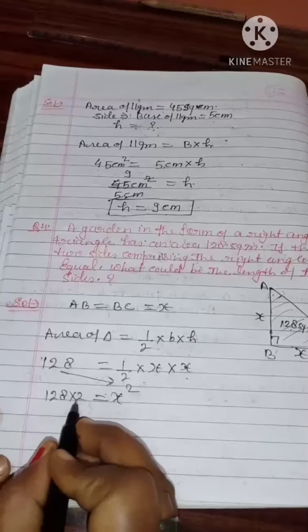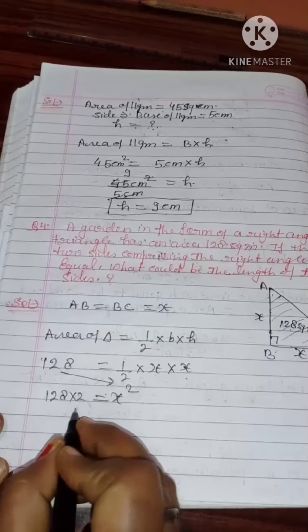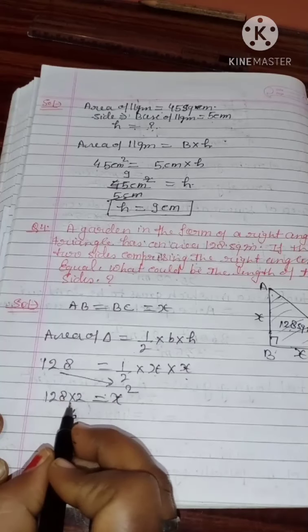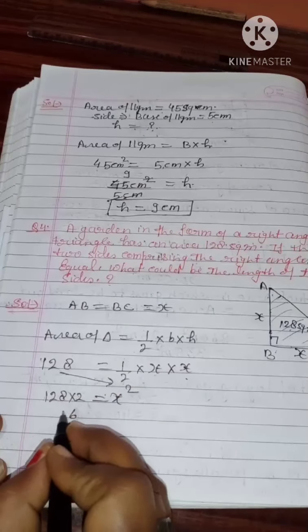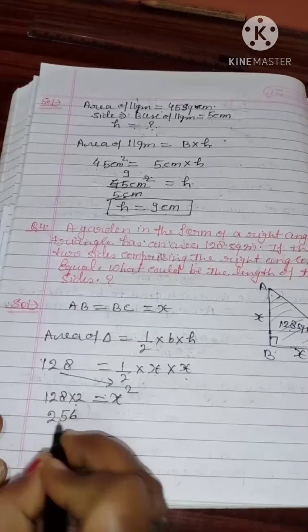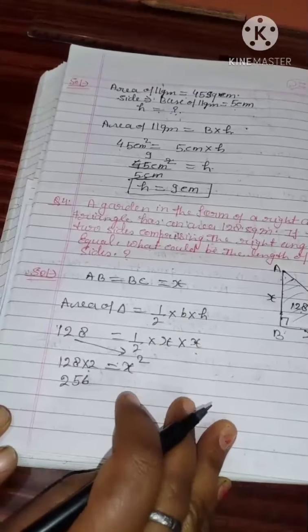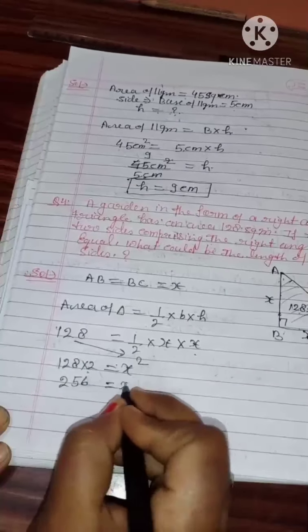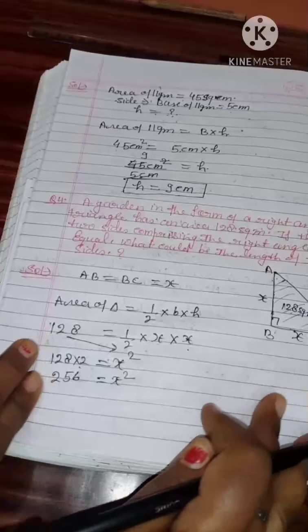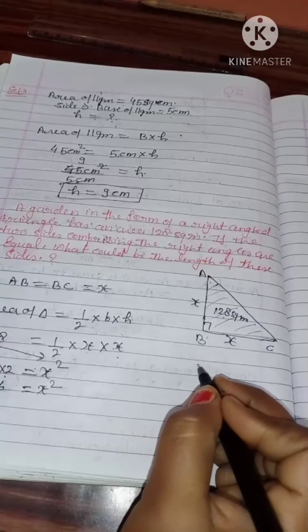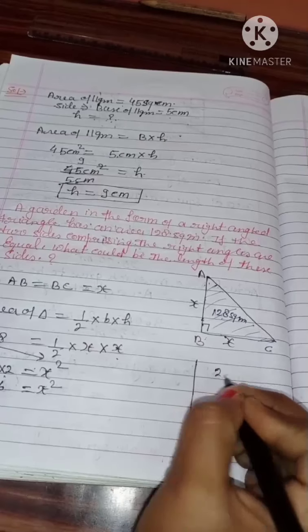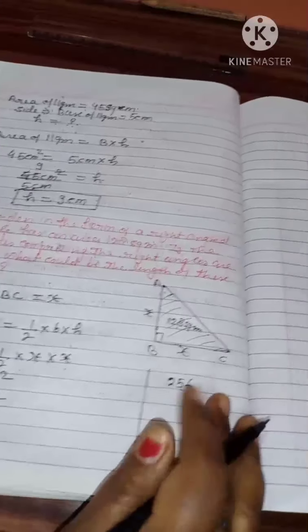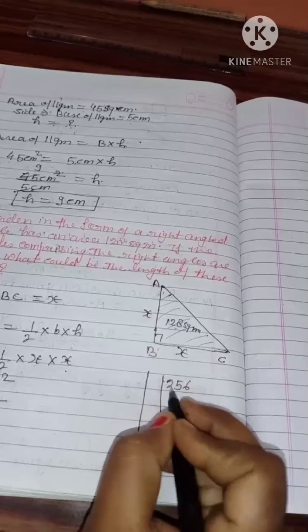So 2 eights are 16, 2 twos are 4 and 1 makes 5, 2 ones are 2. Okay. 256 is equal to X square. Now what will we do, beta? We will do the prime factorization of 256. Everybody of you knows prime factorization of 256. I am just teaching you here. In the very earlier classes you have learned prime factorization.